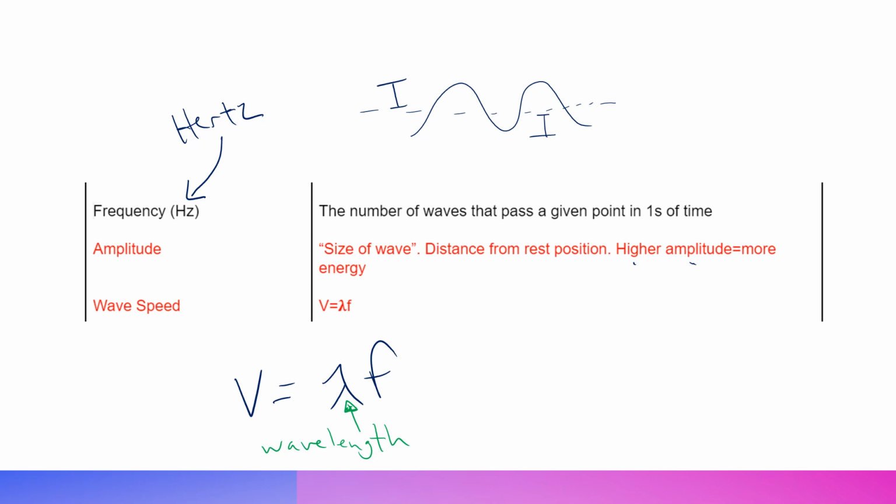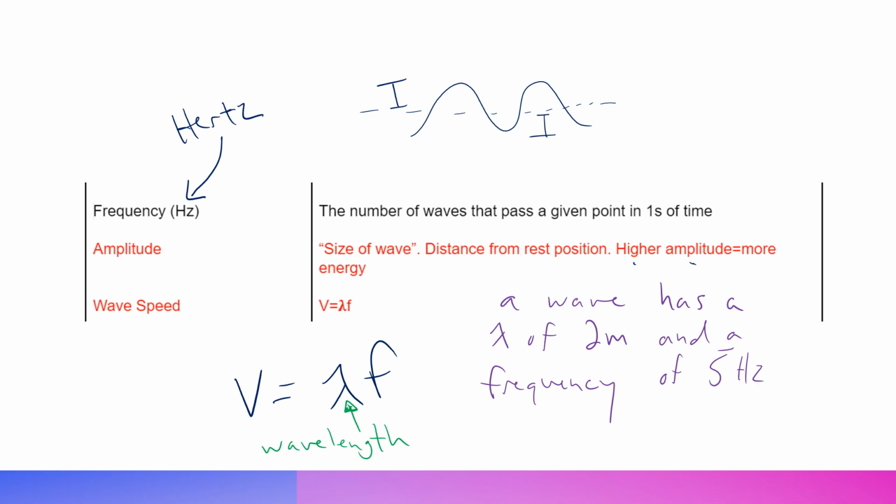I want to give you guys a little problem here because I just love math. I'm going to throw some math in here. Why not? Math is fun. So let's say a wave has a wavelength of 2 meters and a frequency of 5 hertz. What is its speed?